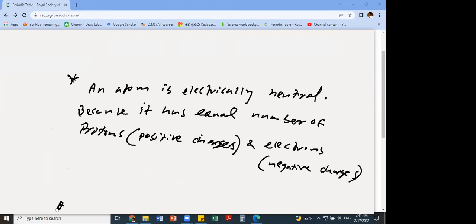Then next one, I'll erase the screen. Did you all finish copying down? Right. Now the next most important thing is this. If you take an atom, sometimes an atom can become positively charged also. Let's see how an atom becomes positively charged. Look at the screen, everyone.